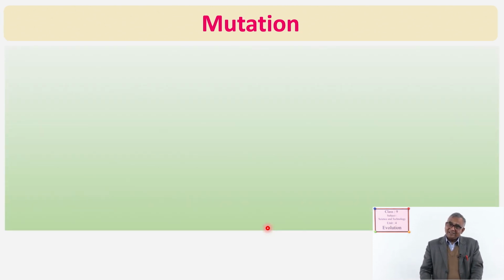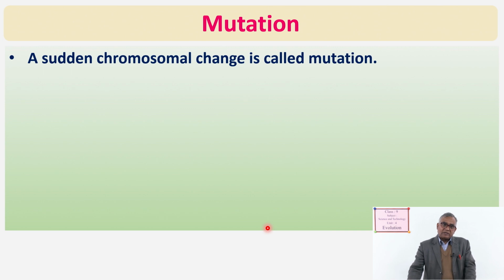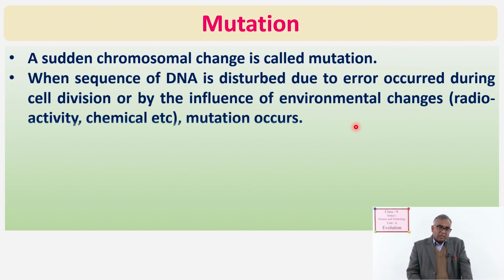Mutation? Is it common as it is found in parents? No. So a sudden chromosomal change is called mutation. A sudden chromosomal change brings new characters in offspring, which are very different from parents, and that is called as what? Mutation.